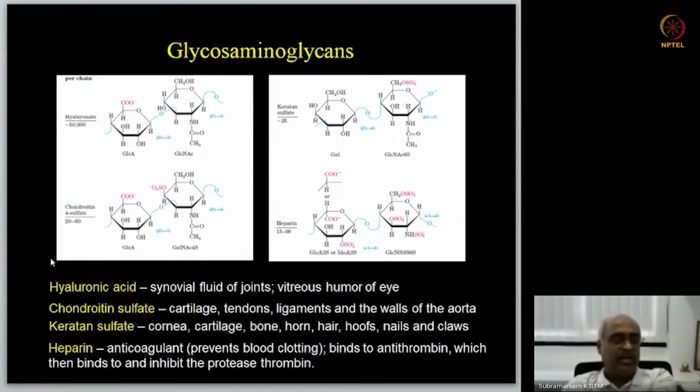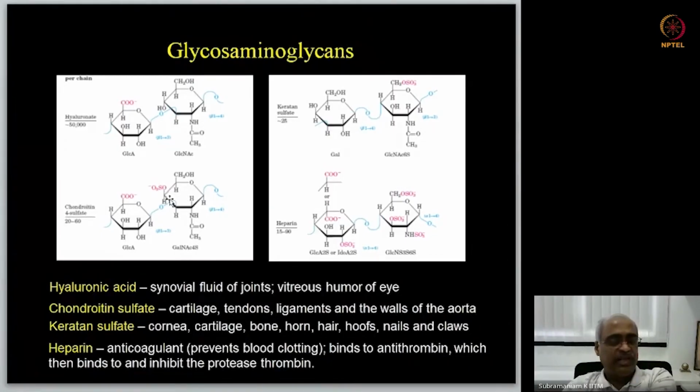And another such glycosaminoglycan is chondroitin sulfate. These are much shorter than hyaluronic acid, as you can see here, 20 to 60. And these are sulfated, so you have a sulfur group attached. And instead of N-acetylglucosamine, this is N-acetylgalactosamine having a sulfur group attached here.